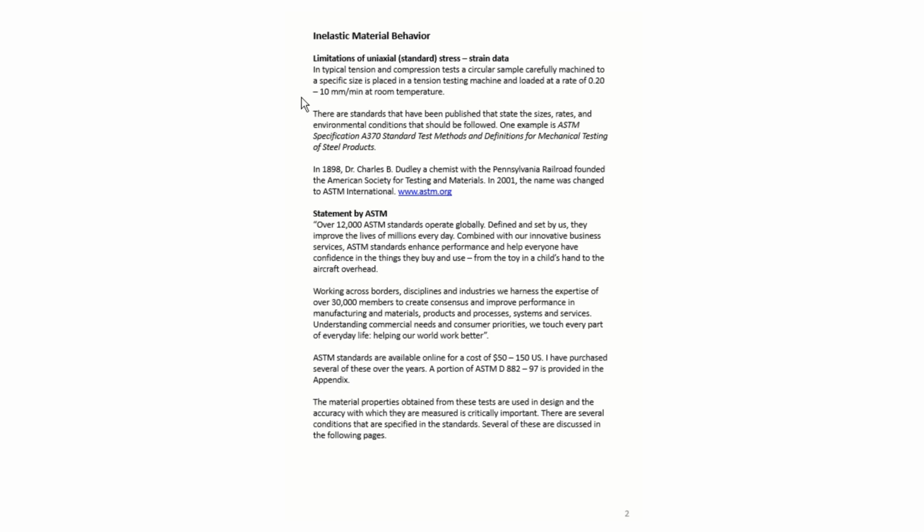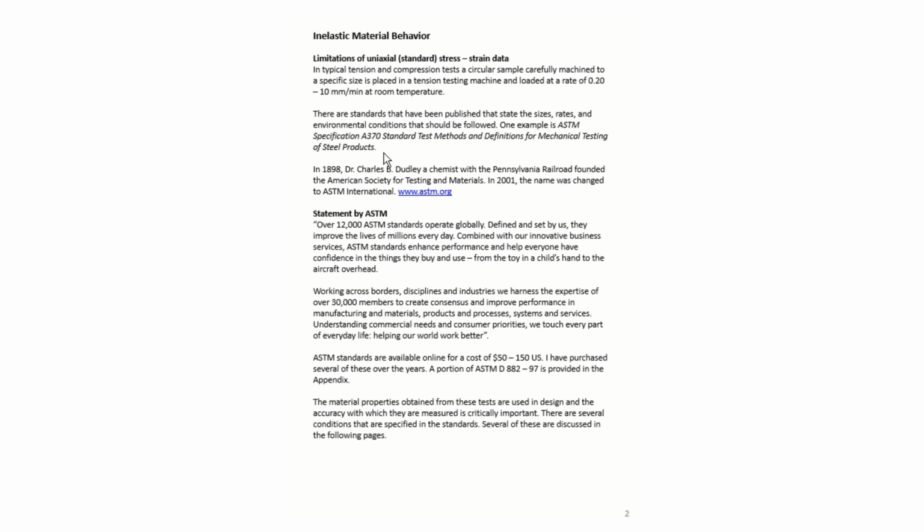In these types of tests, the load rate is extremely important because the material acts so differently based on the strain rate or the load rate. And we learn here that a typical tension testing machine load rate is in the range of 0.2 to 10 millimeters per minute. And this would be at room temperature. Now, there are standards and codes that have been published that state the sizes, rates, and the environmental conditions that must be followed while doing a tension test or a material stress strain test. And one example of these standards is the ASTM specification A370. And this provides the definitions of mechanical testing of steel products.